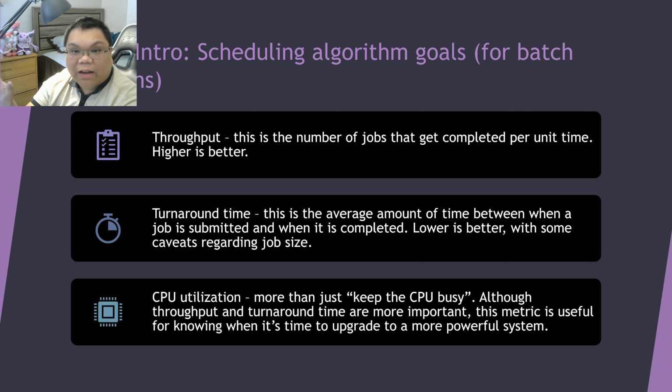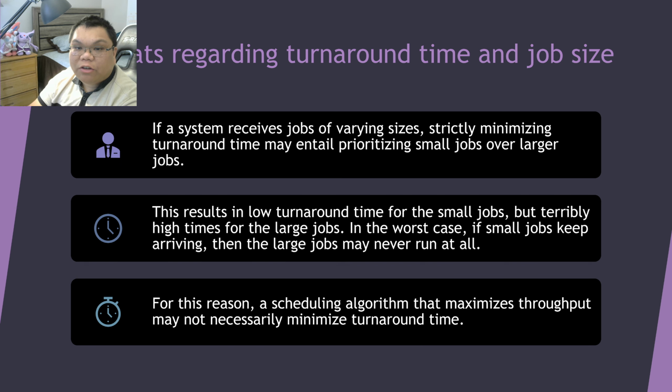So these goals are related to batch systems. Throughput. This is the number of jobs that get completed per unit time. Say, jobs completed per hour. Higher is better. Turnaround time. This is the average amount of time between when a job is submitted and when it's completed. Lower is better, but there are some caveats to that. CPU utilization. It's actually more than just to keep the CPU busy. Although throughput and turnaround times are important, this metric is actually useful for knowing when it's time to upgrade your system.